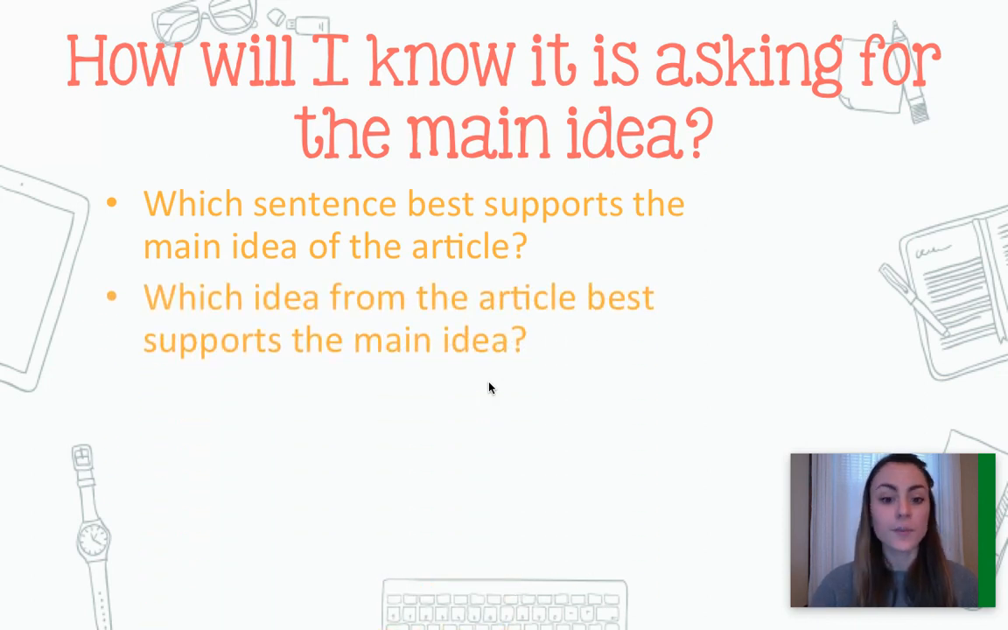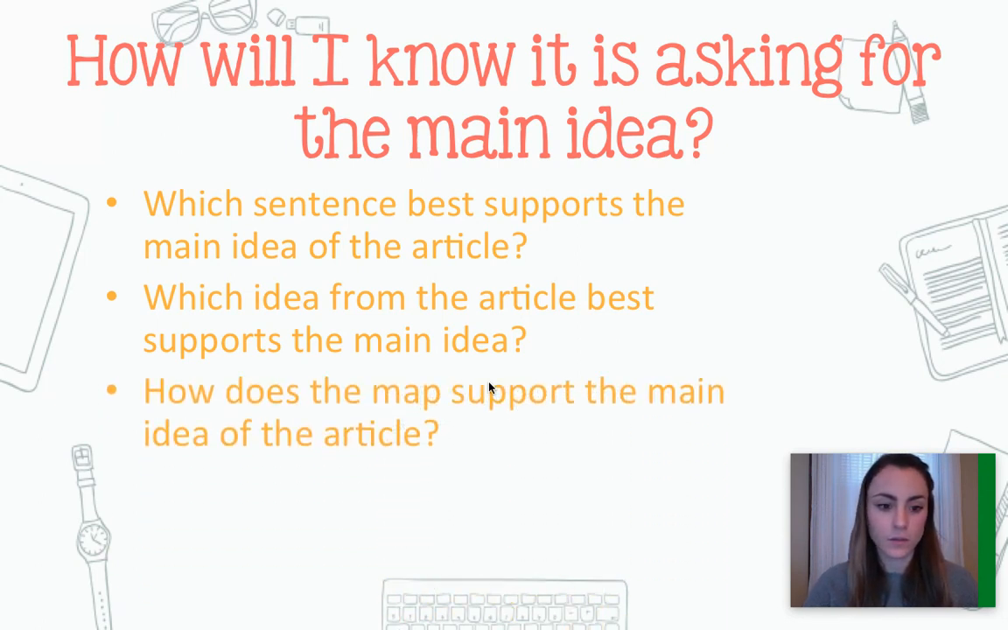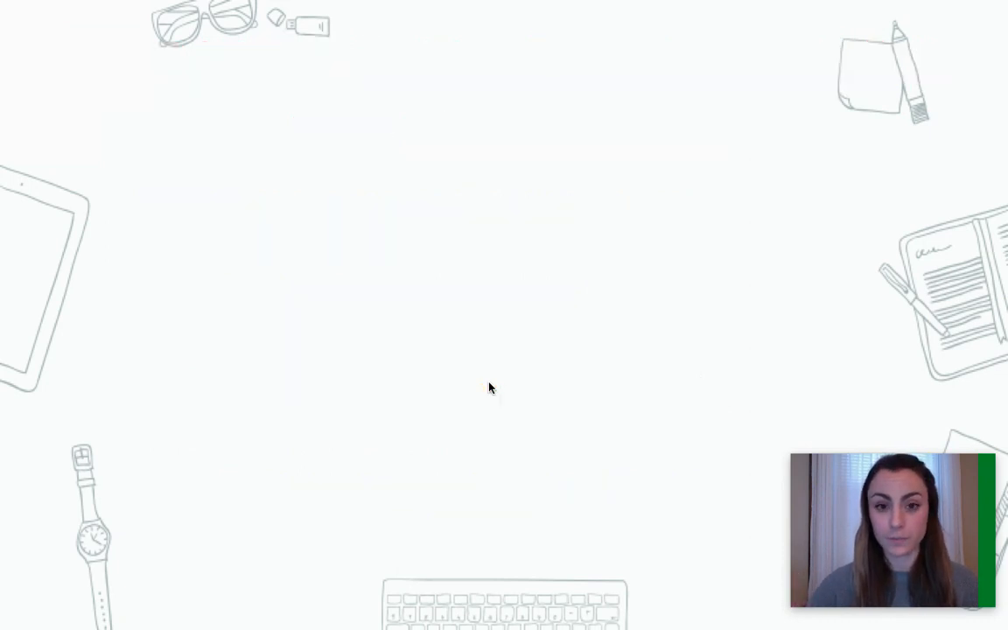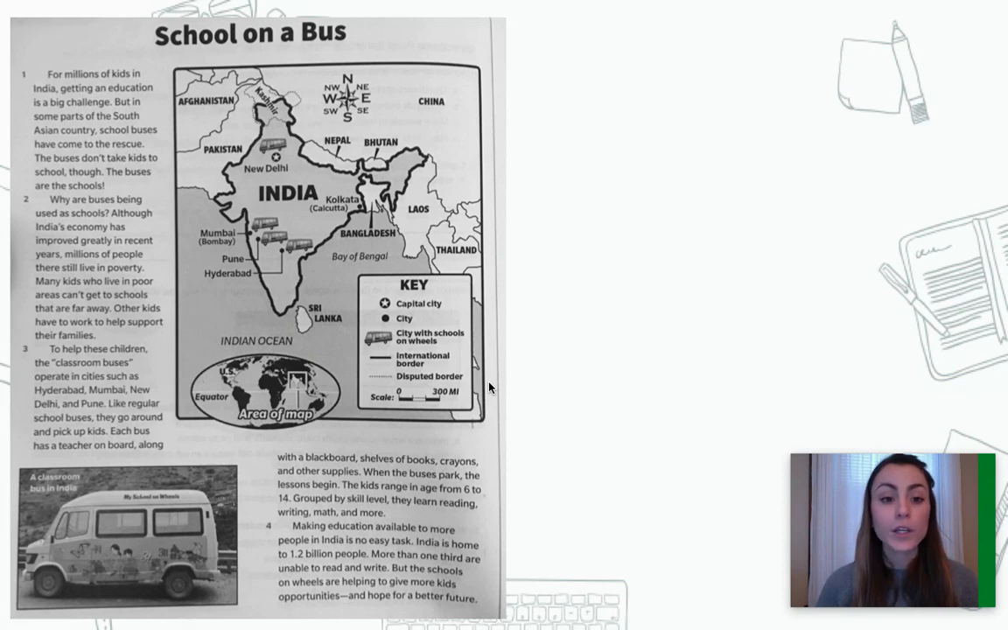Which idea from the article best supports the main idea? How does the map support the main idea of the article? And which paragraph best supports the main idea of the article? All of these questions cannot be answered without understanding what the main idea of whatever text, passage, or article you read is. So it's very, very important that we understand how to create main idea statements and how to understand what the main idea is, because without it, we can't answer a lot of questions. So we're going to practice that right now.